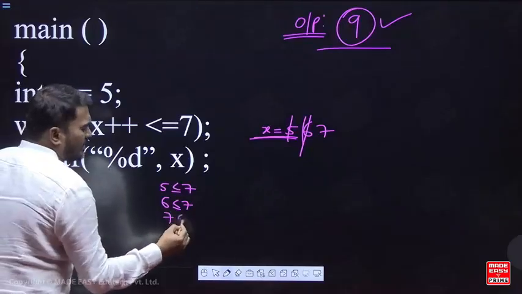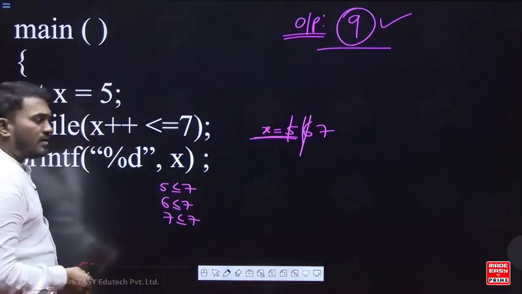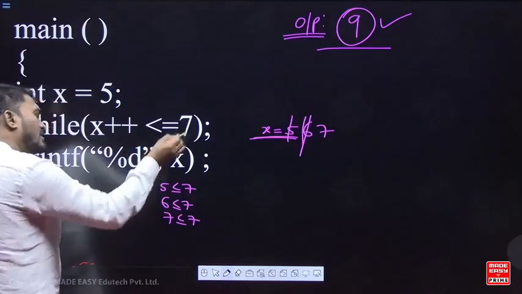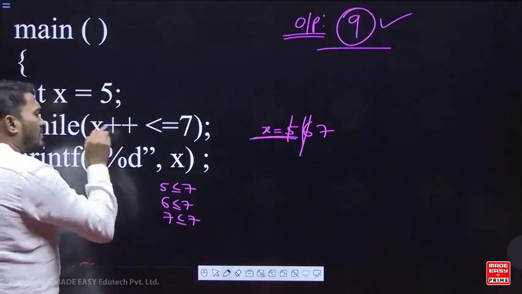And now you compare with 7. 7 less than or equal to 7, true or false? True only. So it will go inside the loop, and it will rotate because of post increment.